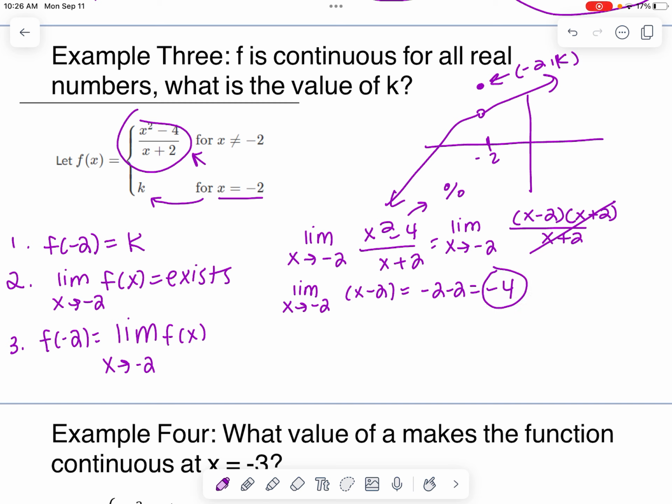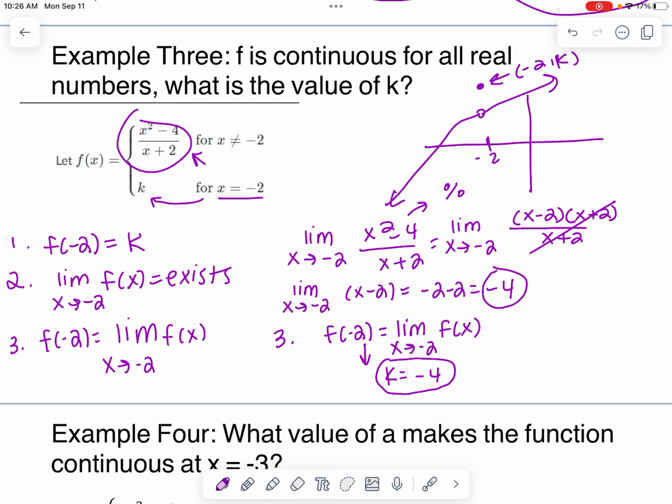But that doesn't help me figure out, well, it will help me, but I don't know what k is yet. However, I do know that f of negative 2, based on our third condition, has to equal the limit at negative 2. And so the limit at negative 2 is negative 4. And then f of negative 2, we talked about this earlier, is k. So I'll get k equals negative 4. And that is my answer.